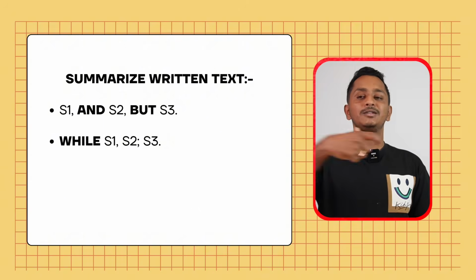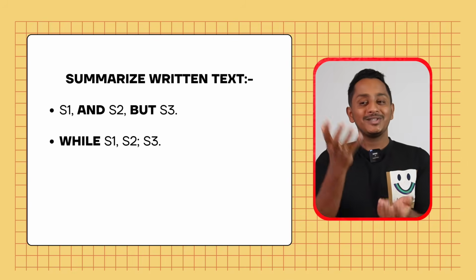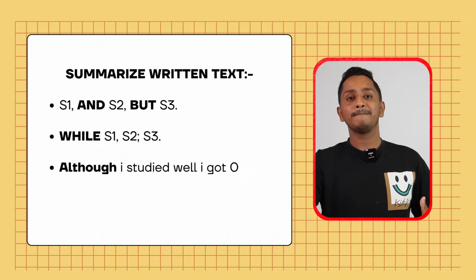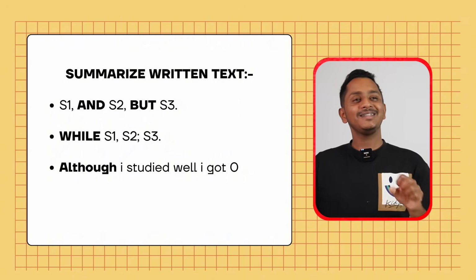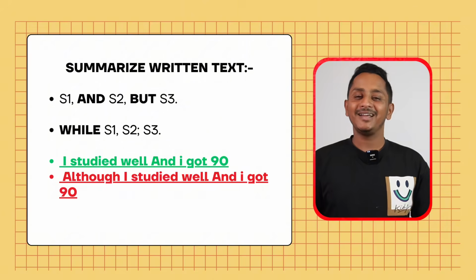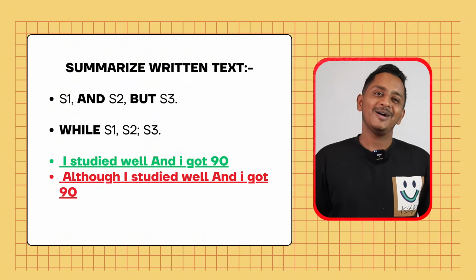If you're starting a sentence with although, then it works only for a contrasting situation. Although I studied well, I got 0. If the sentence is I studied well and I got 90, you cannot use although I studied well, I got 90, 100% wrong sentence. So use this accordingly, right?